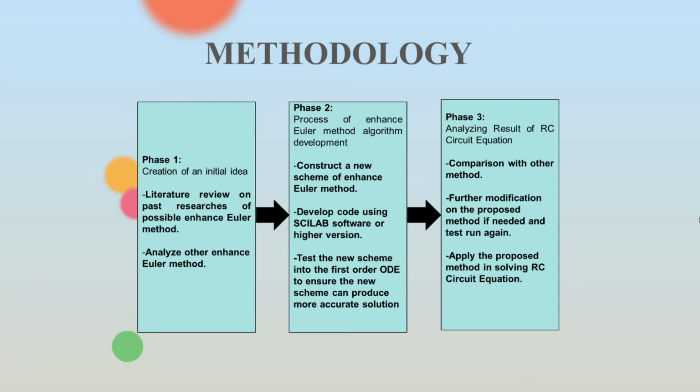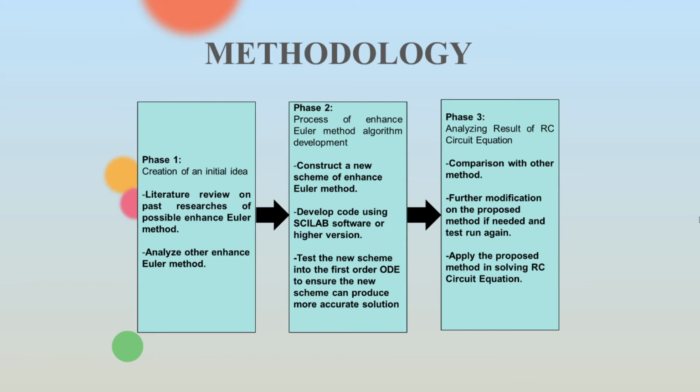In phase 1, the researcher will create an initial idea from previous research that uses the same solution. Then, when there is an idea, the researcher goes to phase 2 to create a new scheme, and we test it in the Scilab software.